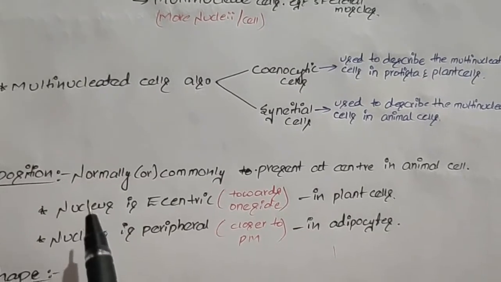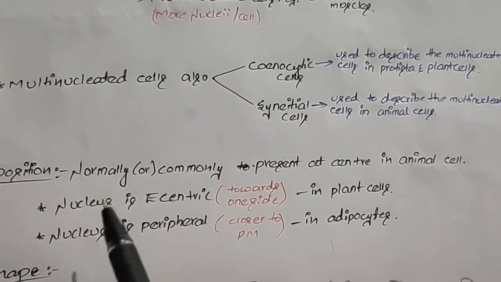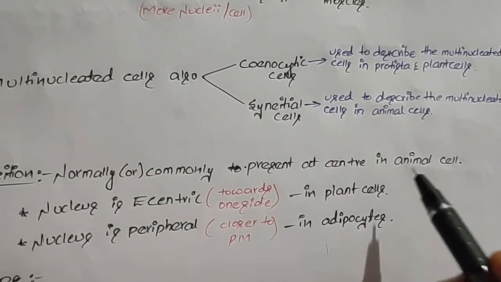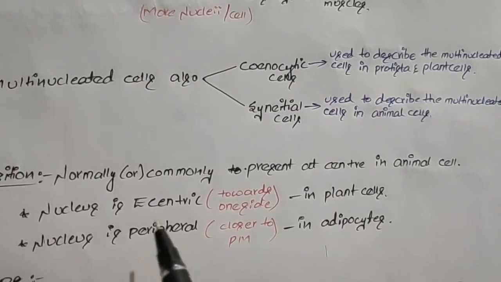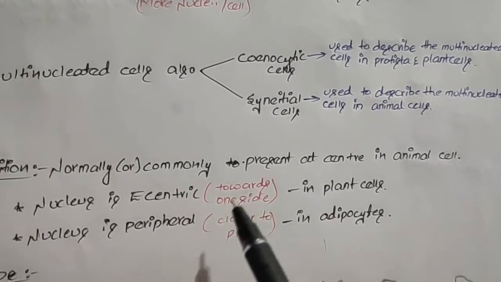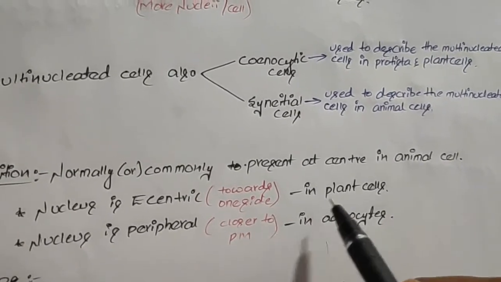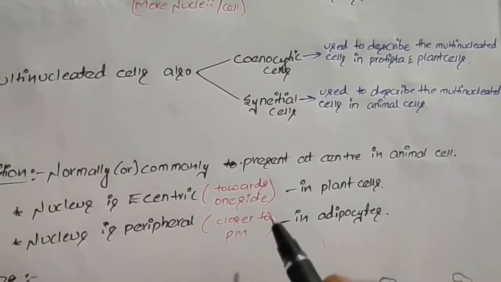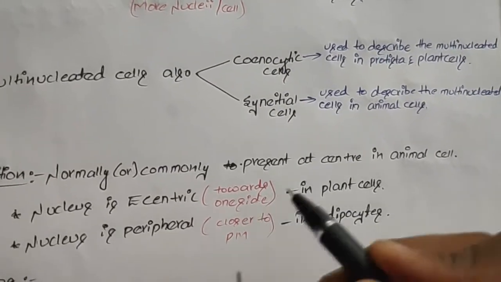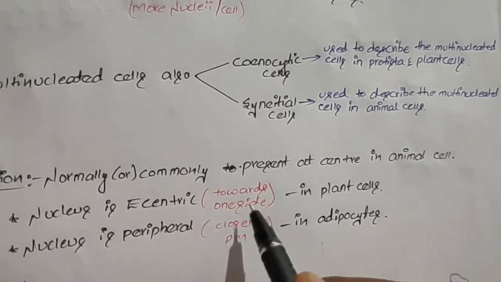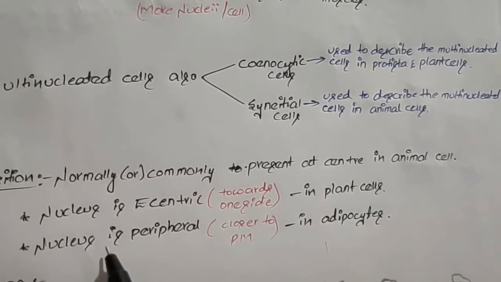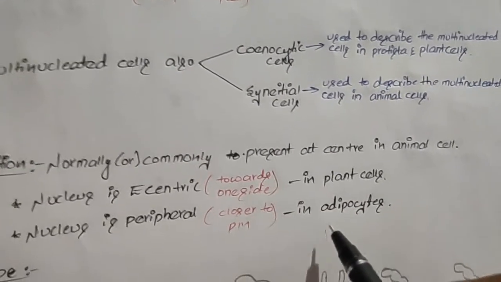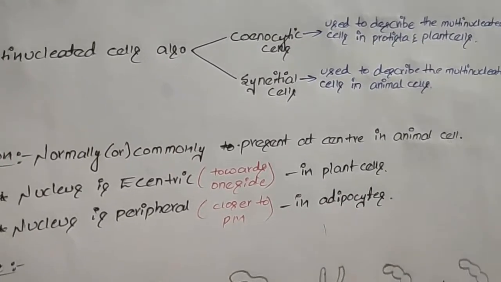This nucleus is present at different positions in different cells. Commonly, the nucleus is present at the center in animal cells, but the nucleus is acentric in plant cells. Acentric means towards one side, because in plant cells the vacuole occupies the major place of the cell. The nucleus is shifted towards one side, and such a position is known as eccentric. The nucleus is peripheral, meaning closer to the plasma membrane, in the case of adipocytes. Adipocytes means fat cells.